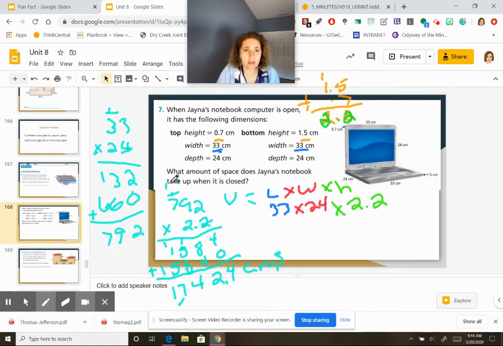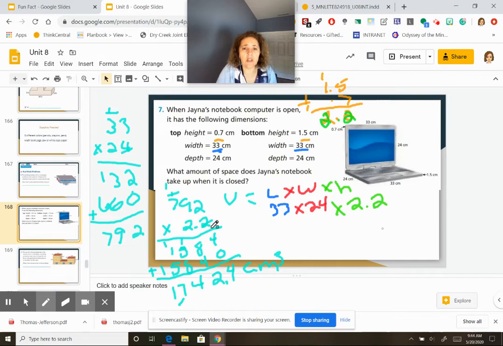If you didn't see what you did wrong, check my work. So I did 33 times 24. 4 times 3 is 12. Carry my 1. 3 times 4 is 12 plus 1 is 13. I'm done with that. Put a 0 in my placeholder. 2 times 3 is 6. 2 times 3 is 6. Add it up. 0 plus 2 is 2. 6 plus 3 is 9. 6 plus 1 is 7. 792 for 33 times 24.